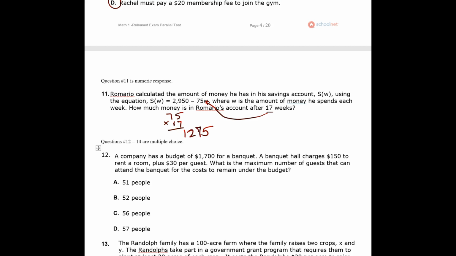1275. All right, and then we do 2950 minus 1275. That's 10, that's 5, that gives me 14, that's 7, gives me 8, that's 6. So 1675 is our answer.